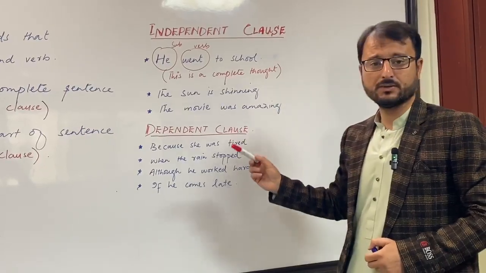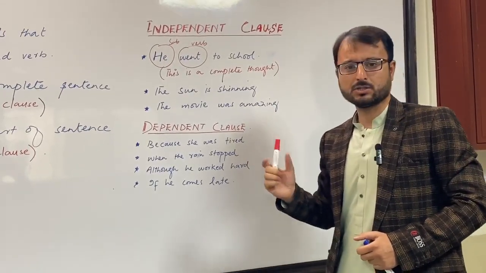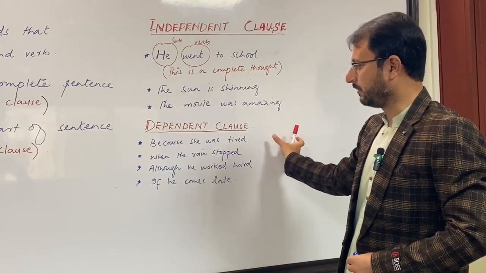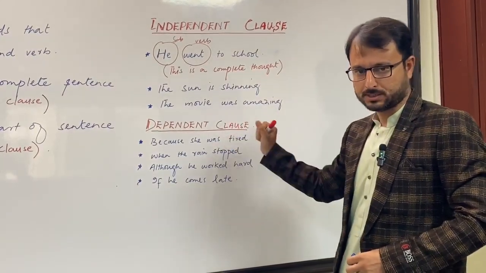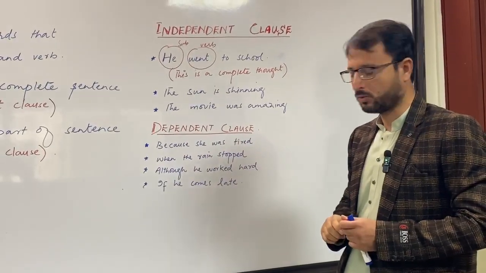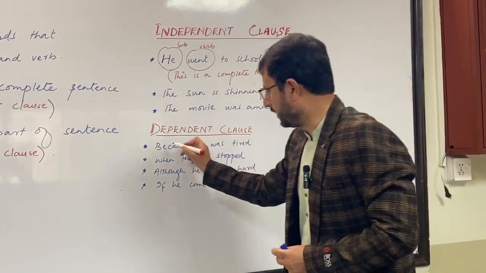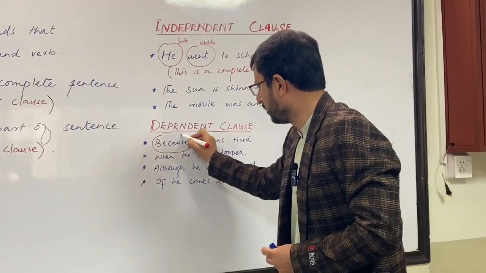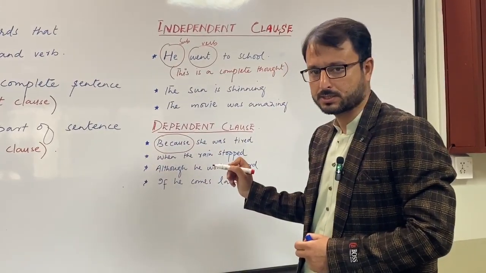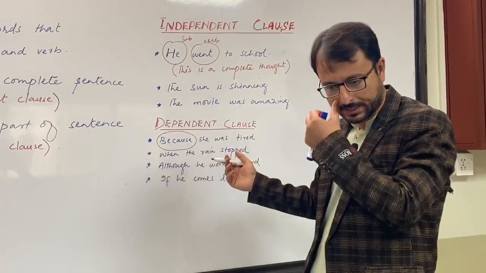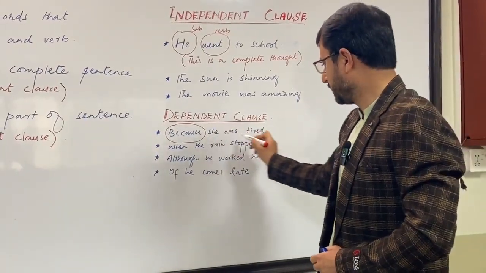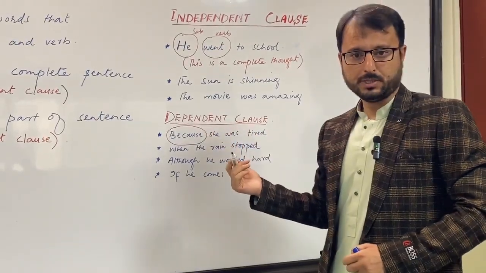Dependent clause does not give us complete sense. It cannot stand alone. But when it is combined with another clause, then it gives us complete sense. Like because she was tired. Remember, dependent clause starts with the subordinating conjunctions. Subordinating we will do in the next lecture, coordinating and subordinating conjunctions. Because she was tired. Now it does not give us complete sense.